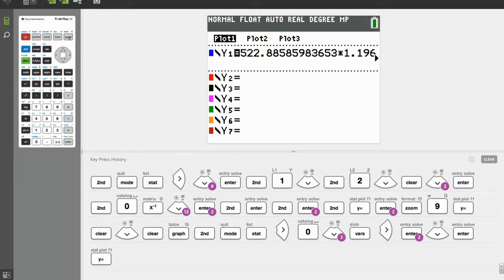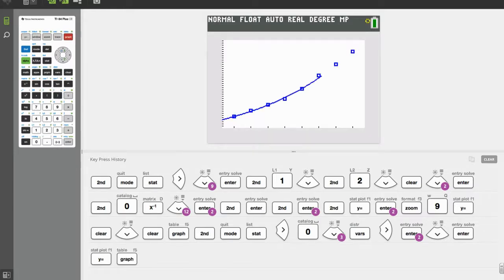And now if I look at the graph, you can see that model running through the graph. And you can see what I mean by it's almost a perfect fit. Just one point right here, maybe it's a little off, but it's almost a perfect fit for our data.